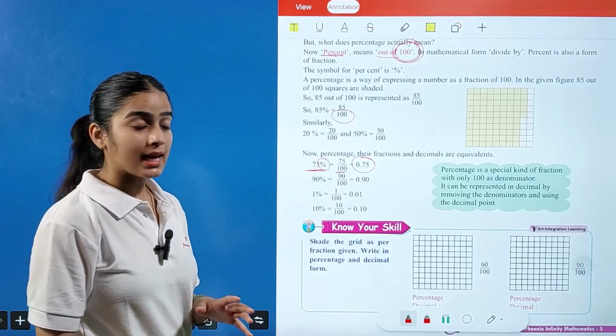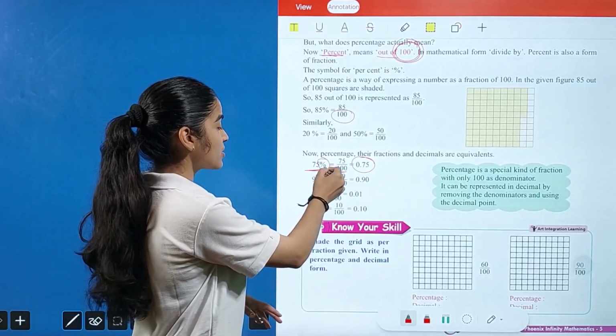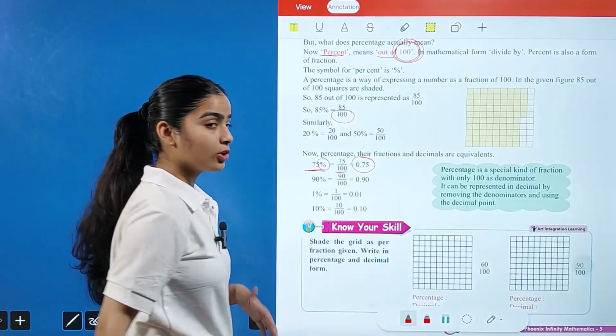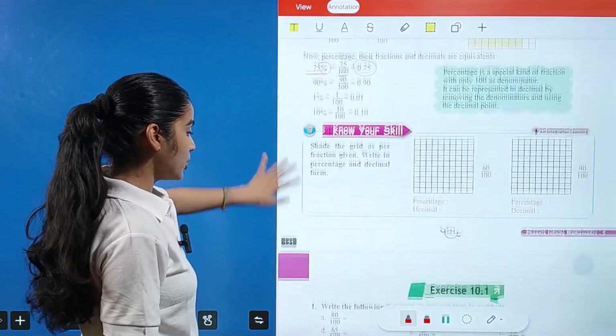Now percentages, fractions and decimals are equivalent. For example, we have 75%. This percent sign indicates the denominator 100. So 75 upon 100, your decimal form will be 0.75. 90%, 90 upon 100, your decimal form will be 0.90. So now you can easily understand: if you want to remove the percentage sign, then you have to add a denominator of 100 below your number.